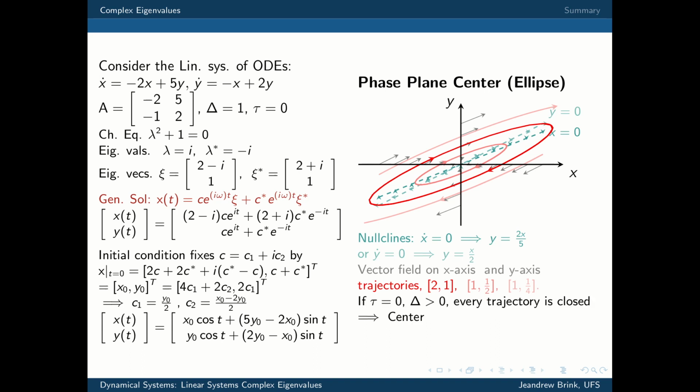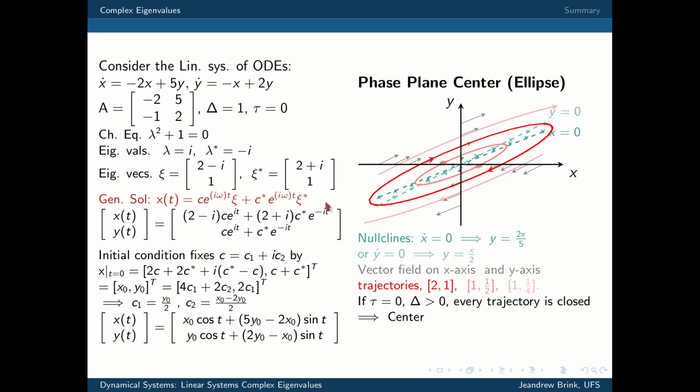closed ellipses. Right, so if we have now the special case, if tau equals 0 and the determinant is positive, then every trajectory is closed, and what we're dealing with is basically a center. Okay, so this is one example of a system that has complex eigenvalues.